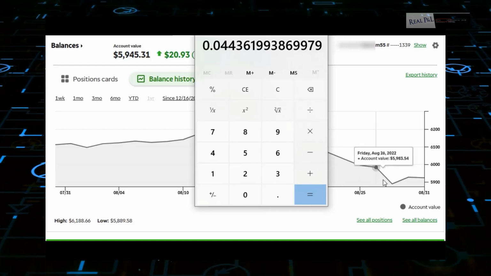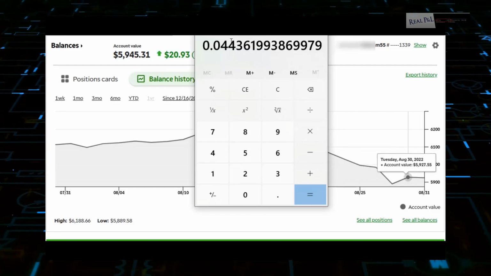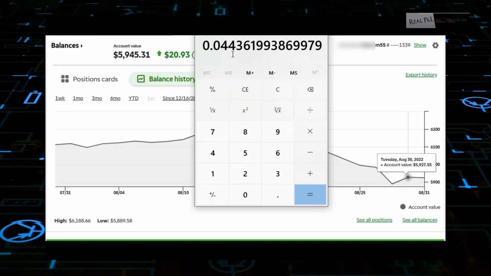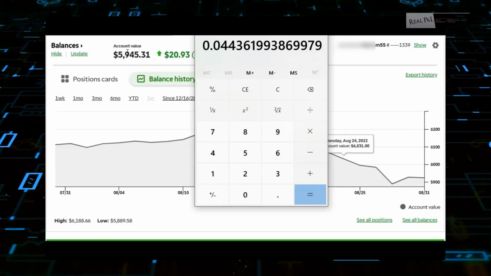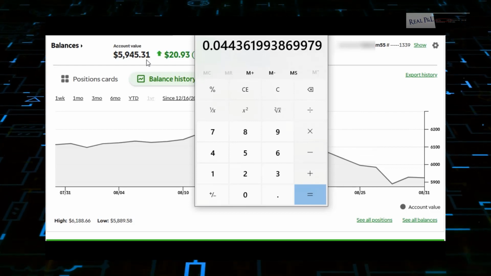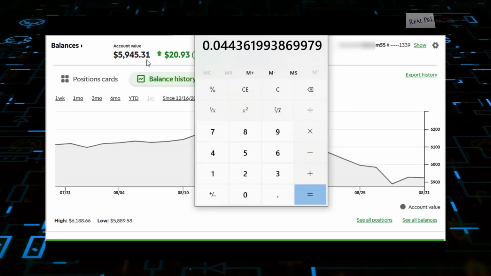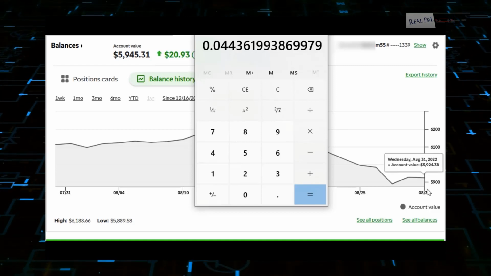You know, sometimes this system does draw down. Now, if you take our year to date, we started this account with $5,000. So we're up about $924, at 18.5% year to date for the safe wheel.